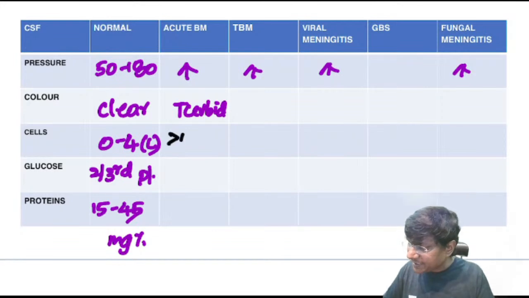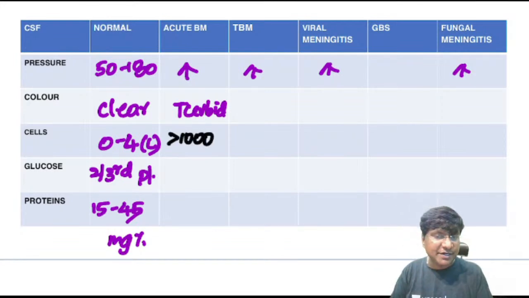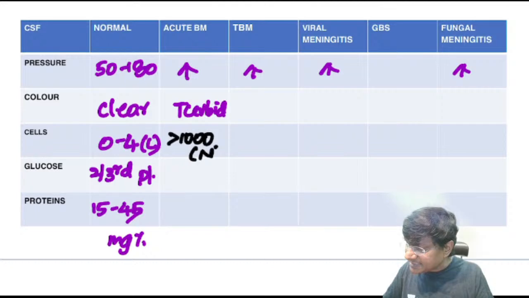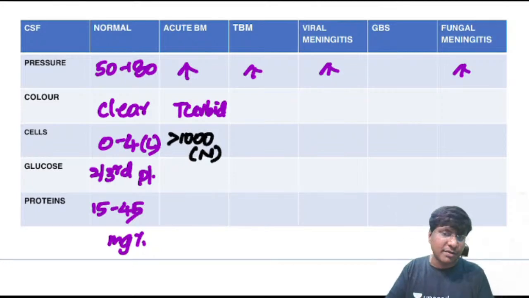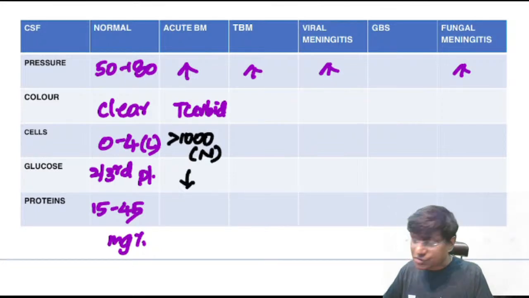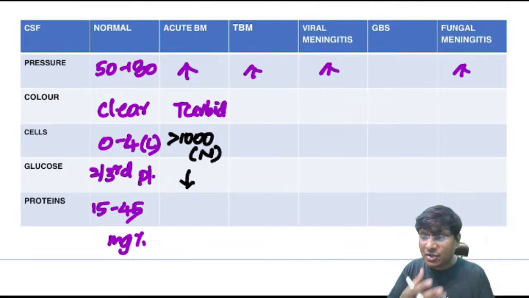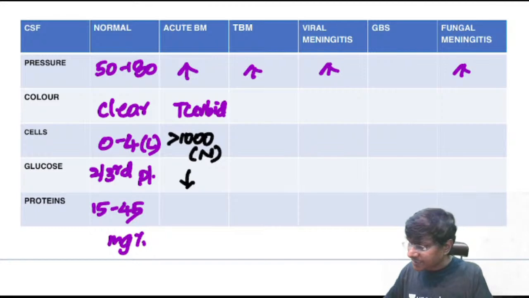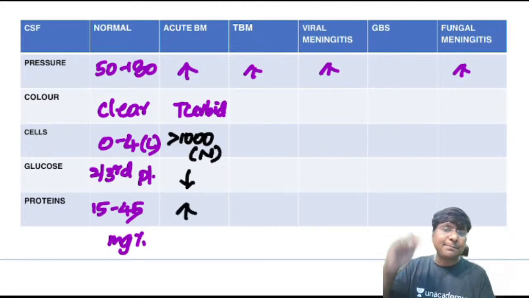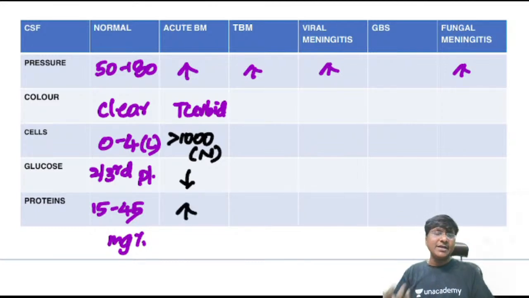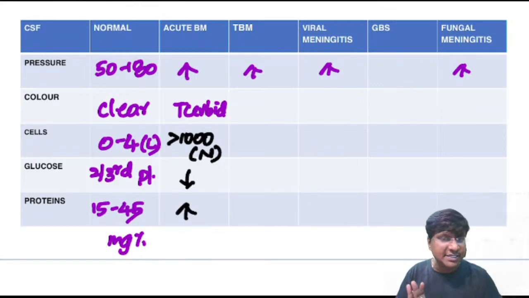Then the cells: more than 1000 cells per cubic millimeter will be there, and these cells are mainly neutrophil predominant. And what will happen to the glucose? The glucose levels will be reduced. Why? Because the bacteria will utilize the glucose for survival. So the sugars will be reduced. And what will happen to the protein levels? The CSF protein levels will be elevated. Why? Because antibodies are formed against these bacteria, and antibodies are nothing but proteins.